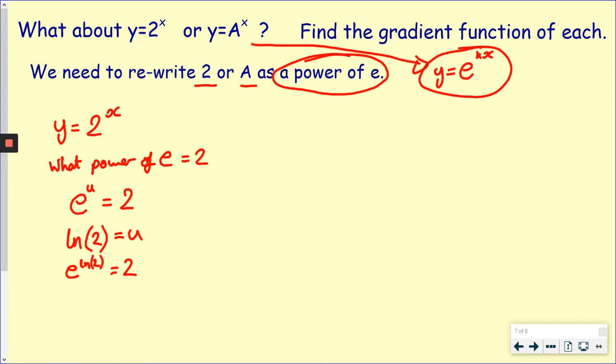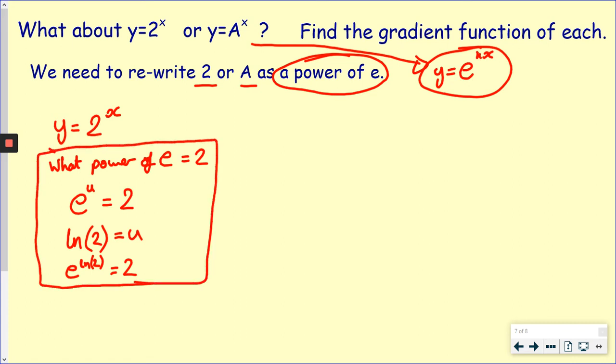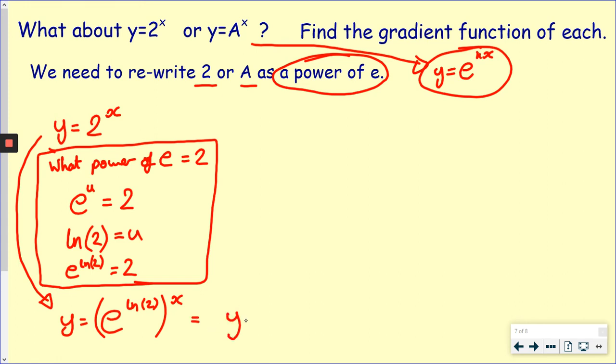Okay. So that's all kind of an aside, really, because now what I can do is I can rewrite this equation. y equals, instead of 2, I'm going to write e to the power of ln 2. So that's 2, and then 2 to the power of x. But our rules of indices allow us to rewrite that as y equals e to the power of ln 2 times x.